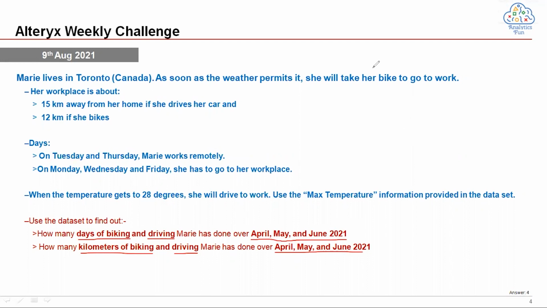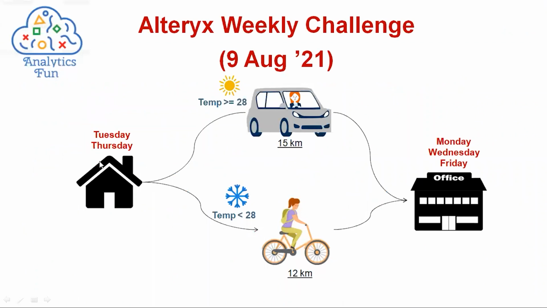Okay, so now this is the whole problem statement, and let's recapitulate it with the help of a visual. Mary lives in her home in Toronto and she works from home on Tuesday and Thursday, and she goes to the office on Monday, Wednesday and Friday. Now there are two options to go to the office. One is her car, as we can see on the top, and the car distance is 15 km. She will take this route when the temperature is greater than or equal to 28. Another option is biking, and she will take this route when the temperature is less than 28, and the biking distance is 3 km less, that is 12 km.